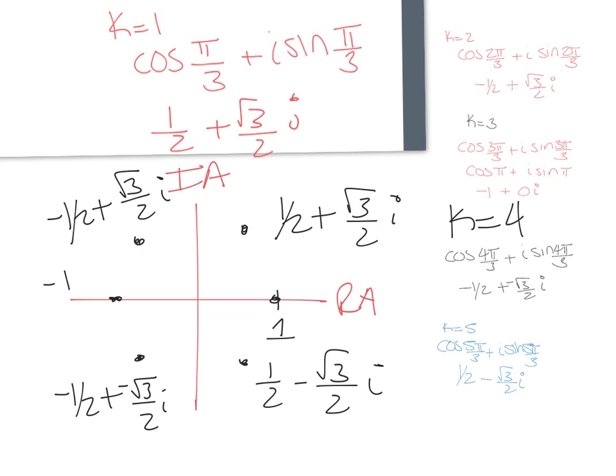And about right here, half negative radical 3 over 2i. So it creates a nice circle between all the points with 1, 2, 3, 4, 5, 6 solutions. So 6 roots of 1. And we call this the nth roots of 1, or called the nth roots of unity.